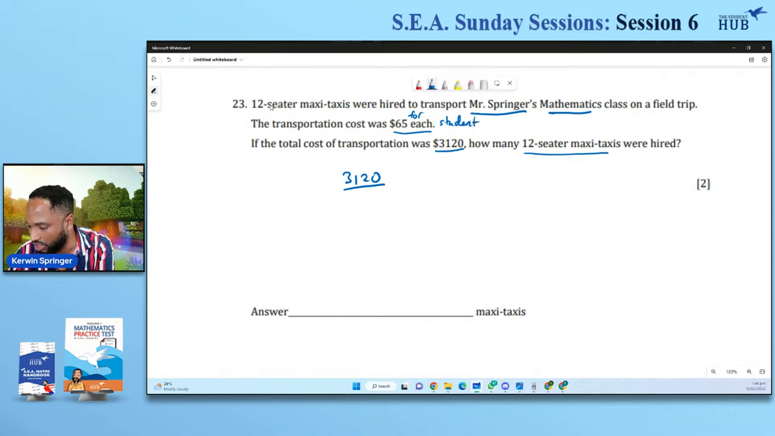12-seater maxis, otherwise they would have never told us about 12-seater maxis were hired to transport Mr. Springer's mathematics class on, or is it 65 for each bus? I doubt it's 65 for each bus. What y'all think? Y'all think it's 65 for each maxi?